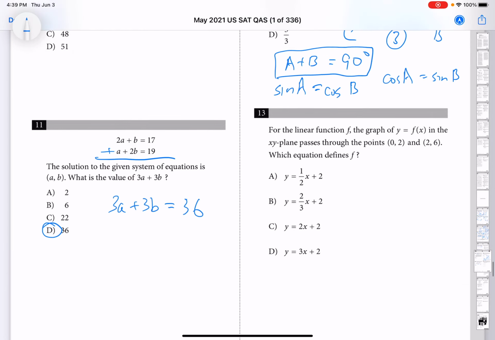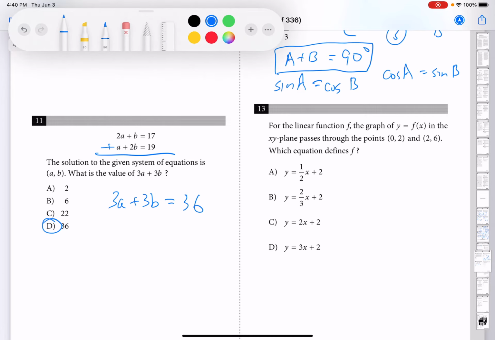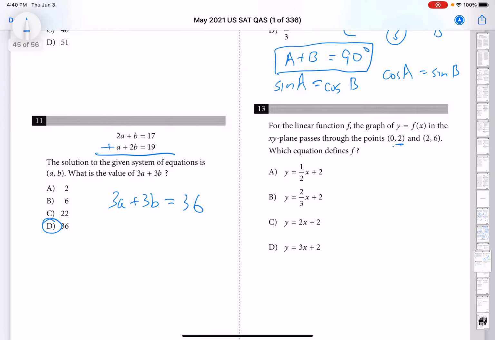All right, number 13. For the linear function f, the graph of y equals f of x in the xy-plane passes through the points (0, 2) and (2, 6). What defines this equation? All right, so we know that the y-intercept should be at 2. That doesn't help us here because every y-intercept is 2.